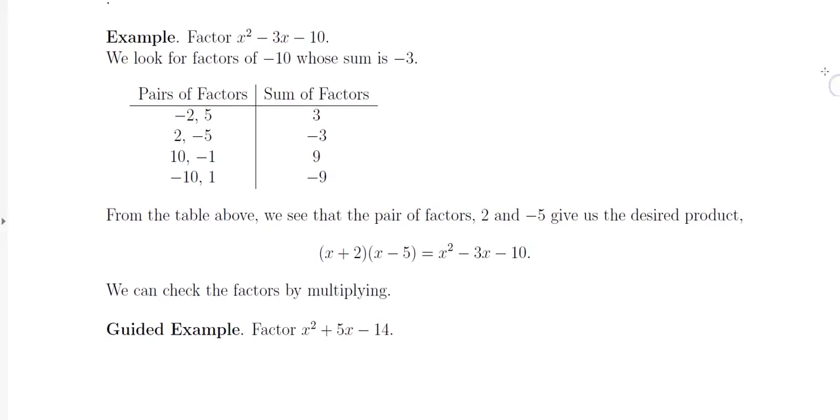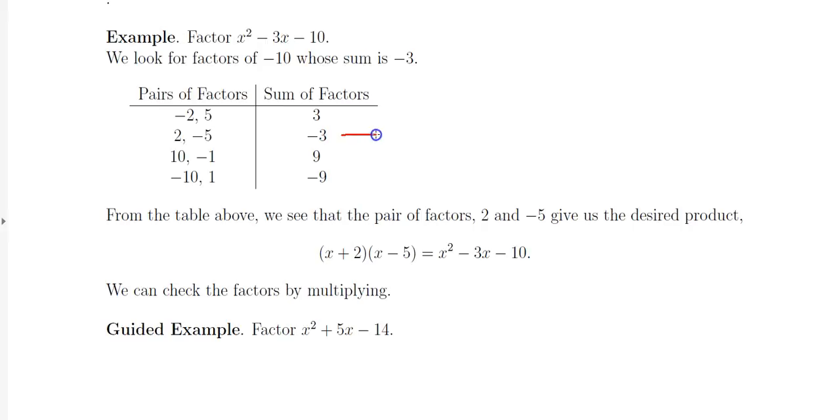If we want to factor x squared minus 3x minus 10, I want to look for factors of negative 10 that have a sum of negative 3. Negative 10 I can factor as negative 2 times 5, or 2 times negative 5, or 10 times negative 1, or negative 10 times 1. Negative 2 plus 5 is positive 3. 2 plus negative 5 is negative 3. 10 plus negative 1 is positive 9. Negative 10 plus 1 is negative 9. So the factors of negative 10 that have a sum of negative 3 are 2 and negative 5.